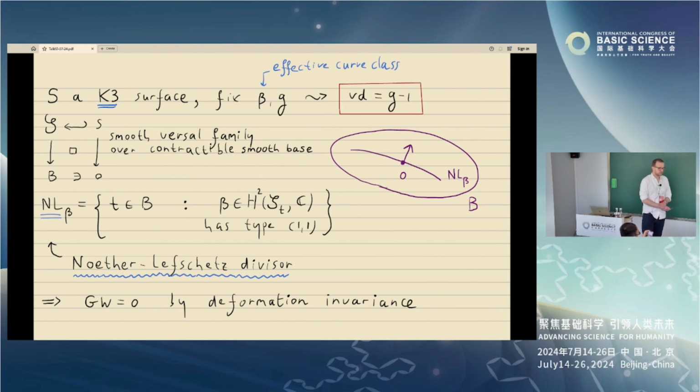But this tells us that Gromov-Witten invariants have to be 0. Namely, by deformation invariance, you simply deform outside of the Noether-Lefschetz locus and you'll get 0. So all Gromov-Witten invariants of a K3 surface are 0.